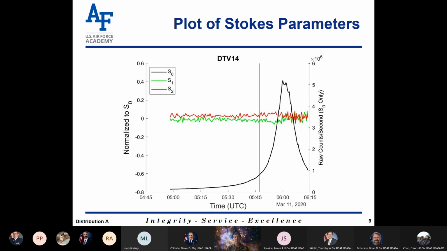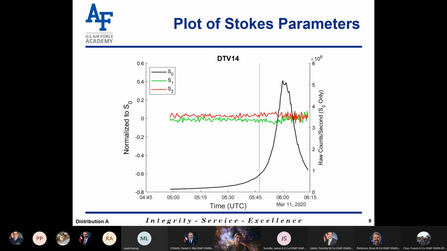So first, there are 3 colored lines in this graph. The black is the S0, so the total intensity of the light. This is in raw counts per second, which you can see on the right side of the axis. Then we have the S1, which is green, and the S2, which is red, and both of these are normalized to S0 as seen on the left y-axis, which is why both of them stay near 0. The x-axis is just time in UTC.